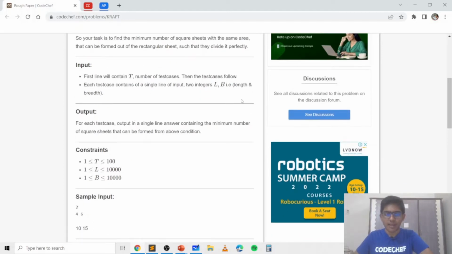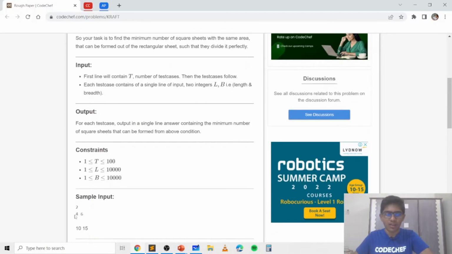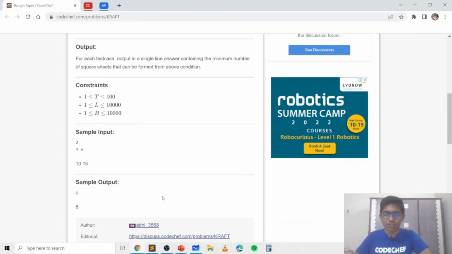So let's take an example. Let's say that the length is 4 and the breadth is 6. So in this case it's optimal for the side length to be 2, and hence the minimum number of square sheets will be 24 divided by 4 because the area of a single square is 4. The total area is 24, so 24 divided by 4 will give you 6. In the second example, it's optimal for the side length to be 5, and 10 into 15 divided by 25 will give you 6 again, because 10 into 15 is 150, divided by 25 is 6.